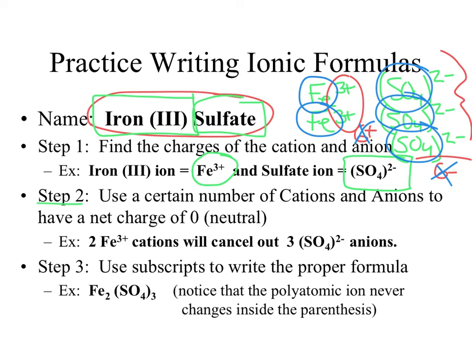So that's why when we write this out, we end up saying it's going to be 2 irons, so Fe2, and we're going to write 3 sulfates. So remember, we put SO4 in parentheses. Remember, the thing in parentheses never ever changes. And since I need 3 of them, I'm going to write a 3 on the outside of the parentheses. Fe2(SO4)3. There we go.